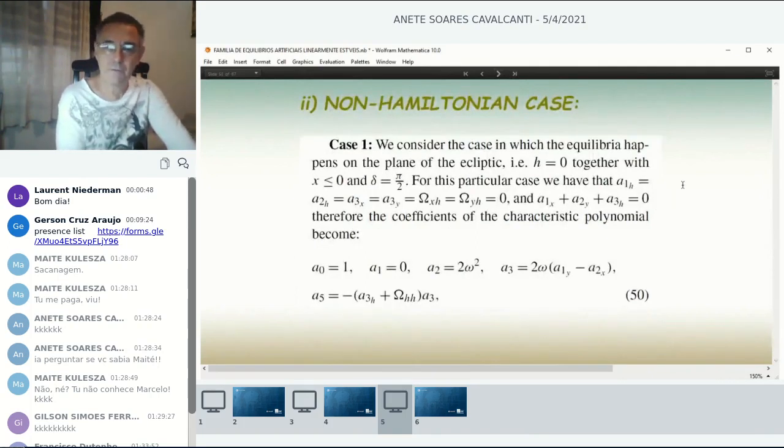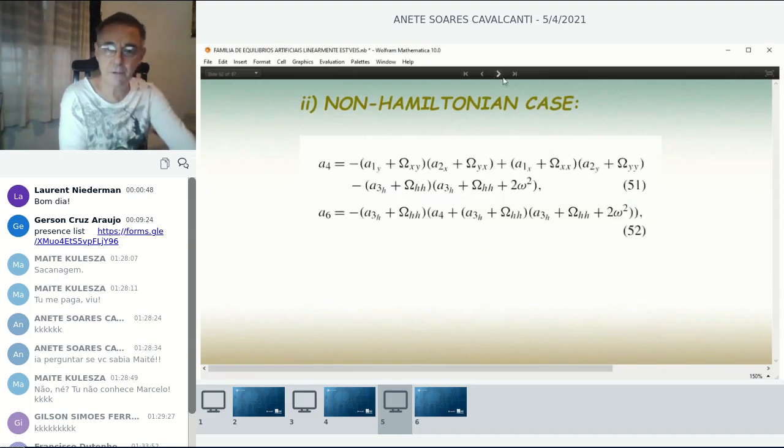So we consider two final cases. We consider the case in which the sail is on the ecliptic plane, which means h equals to 0. And this implies we look for x negative or 0, which implies that delta is pi over 2, as we had seen earlier. Well, we made some calculations, and for this simpler case, we have some coefficients equal to 0. And the coefficients of our polynomial become, as given by equation 50, much simpler than before.